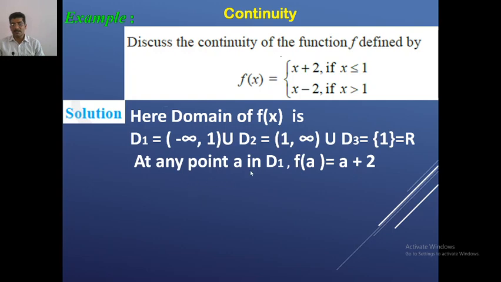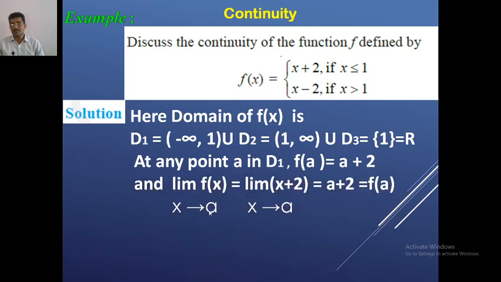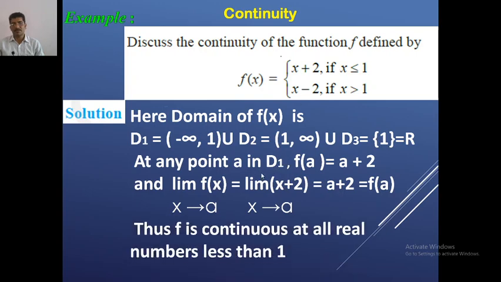Or you can take any point a in D1. The value of the function f of a is equal to a plus 2. The limit of f of x as x tends to a is equal to the limit of x plus 2 as x tends to a. You know that this is a polynomial, therefore its value is a plus 2. A plus 2 is exactly equal to f of a. It means the limit of f of x as x tends to a equals f of a. Therefore, the given function is continuous at any point in D1, which means x less than 1. Thus, f is continuous at all real numbers less than 1.